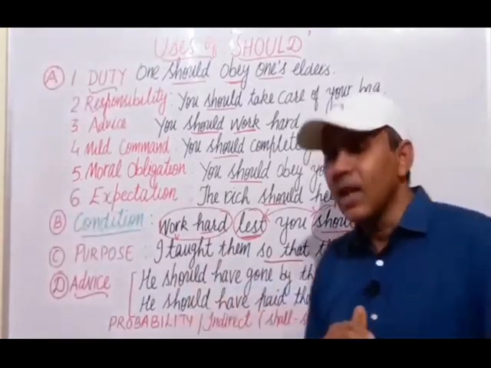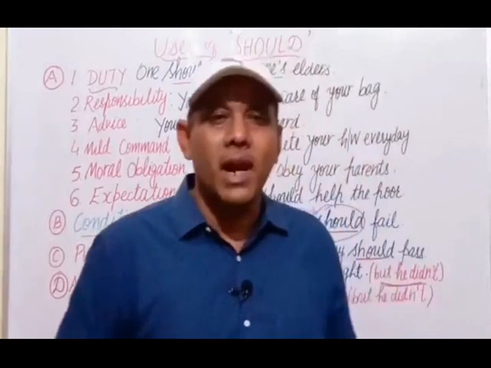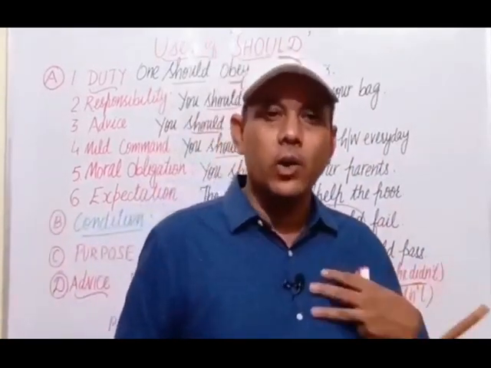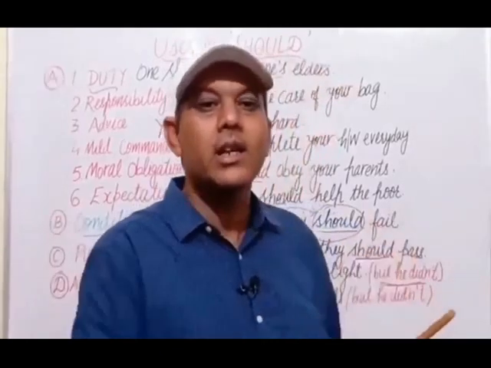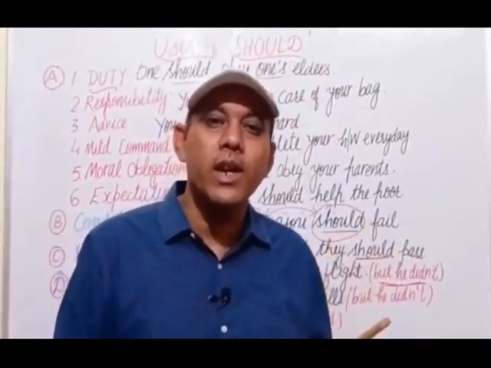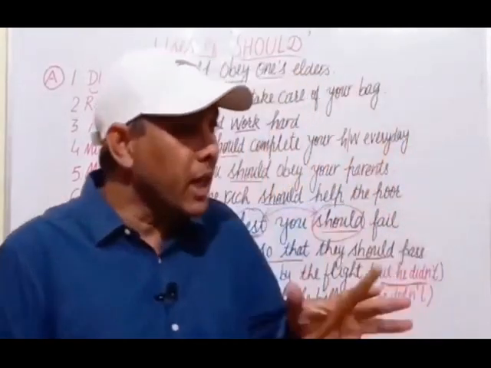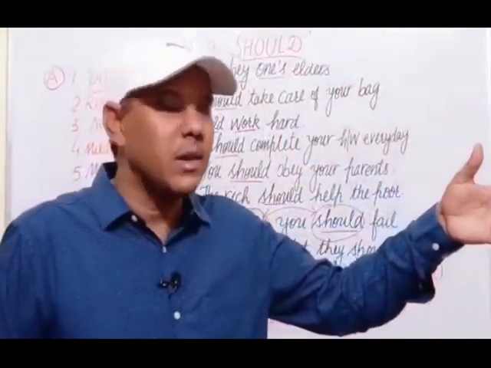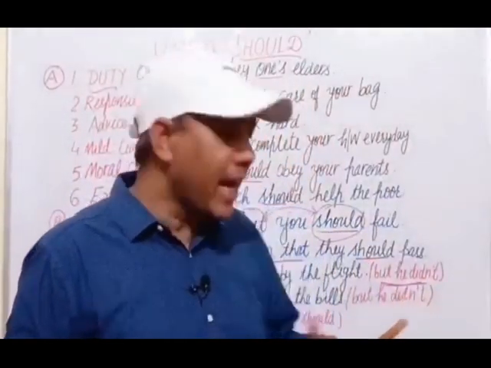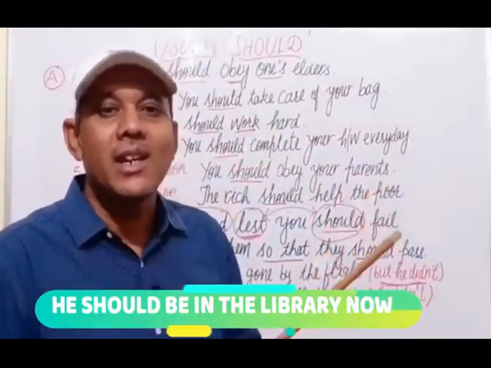And the last is probability. When something is probable, if there is a probability of something, for example, I know that my friend goes to the library in the evening daily and somebody asks me where is your friend, then I can say, because the probability of my friend's location is the library itself, he should be in the library now.